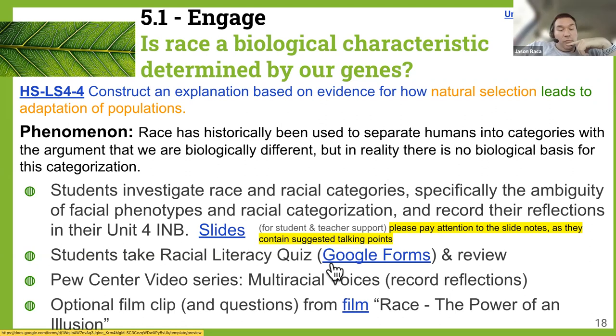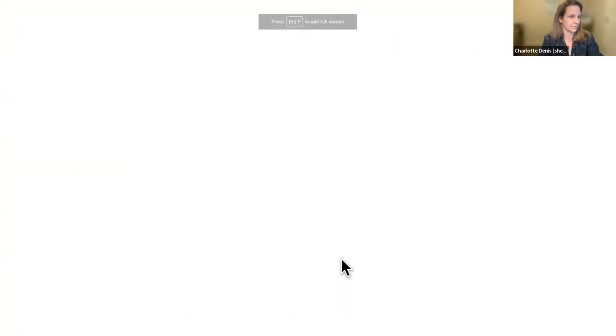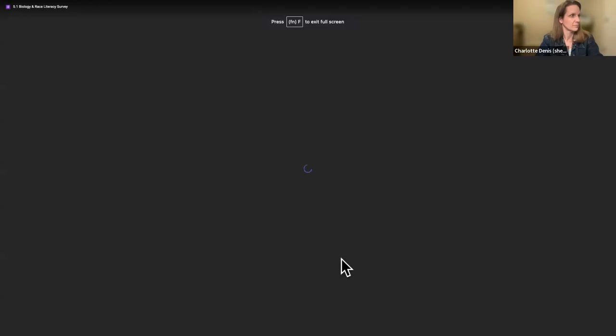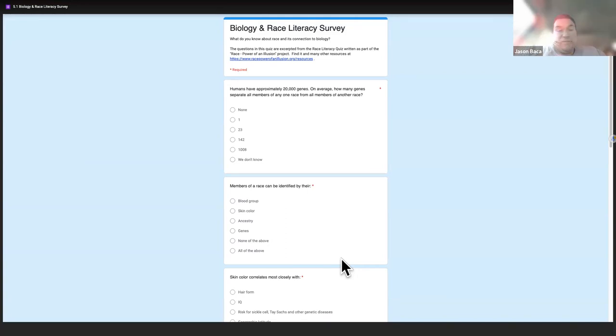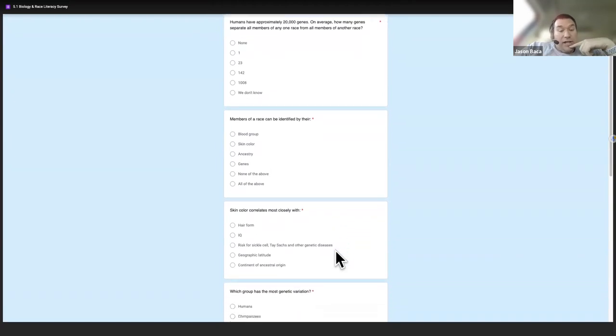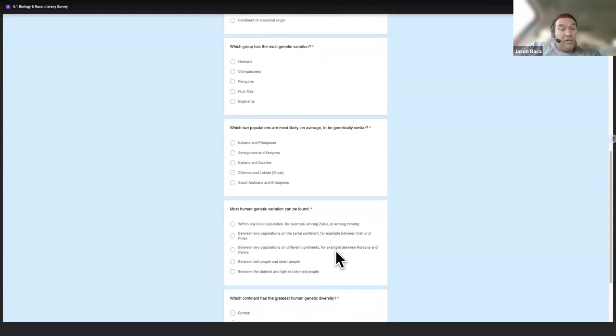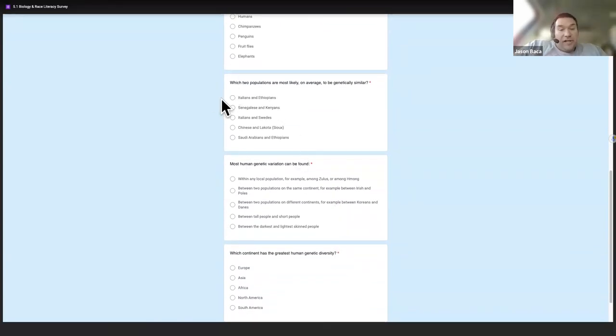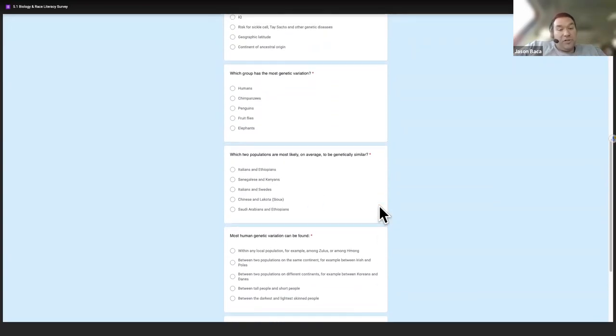So there is a racial literacy quiz that you see here. It's a Google form. If you click on that, Charlotte. It's basically questions that take them through and give you an idea of what they know about biology and race. For example, a little lower down, one asks who is most closely related in genetic variation, among humans, chimpanzees, penguins. Because we're such a young species, there's not a lot of variance between us. Our variation is quite low in comparison to every other species on the planet.